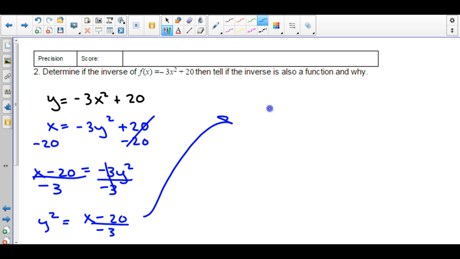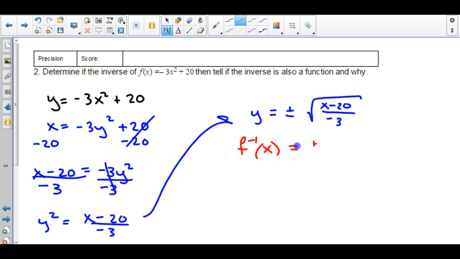All the way up here, at the very end of this problem, you're going to end up with y equals plus minus the square root of x minus 20 over negative 3. And then at the very end, we're going to replace the y equals with f inverse of x, and then just bring down the rest.